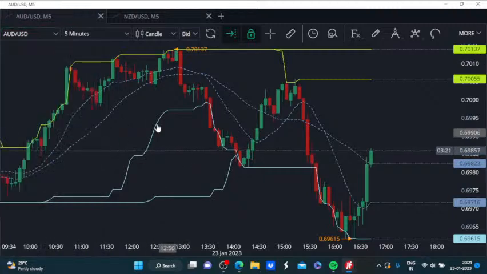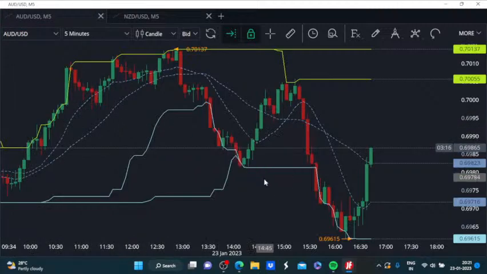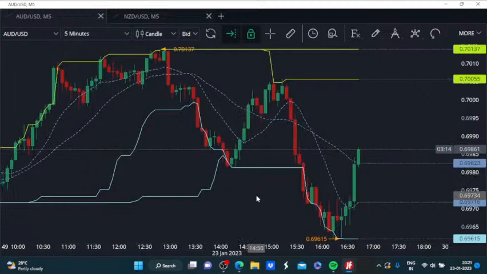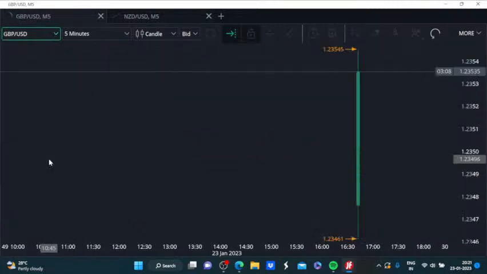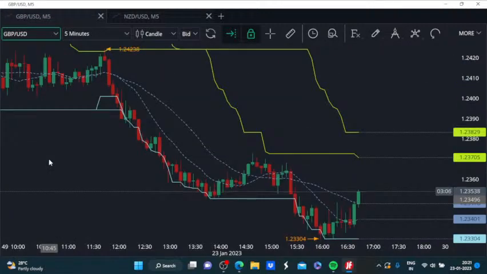Now, for this relative strength and weakness, the momentum is bearish. The bias is bearish, with the euro having a stronger bearish momentum than the AUD. Now, let's see the story for GBP.